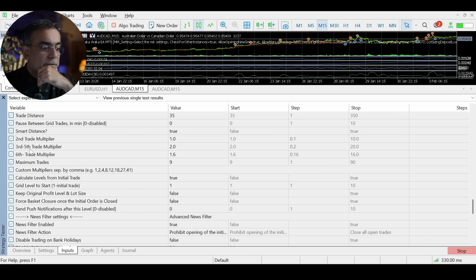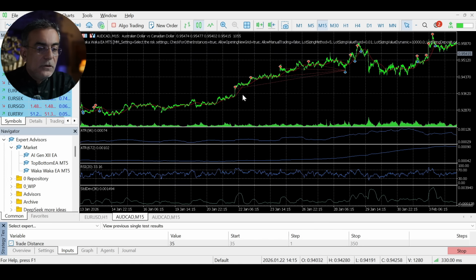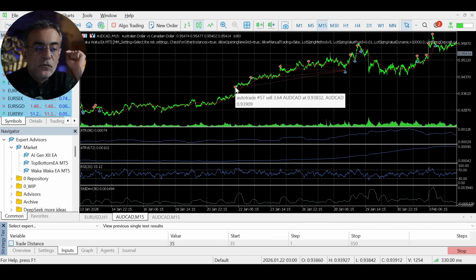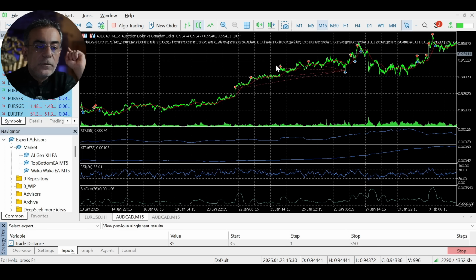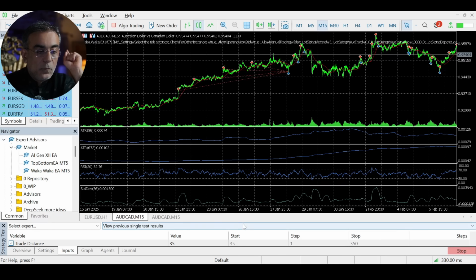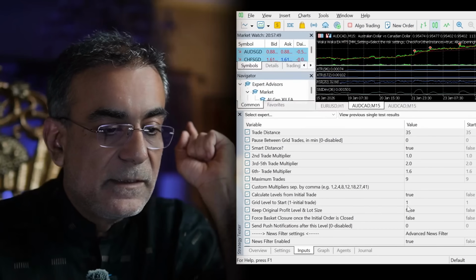the third to the fifth trade multiplier, and the sixth multiplier, which is 1, 2, and 1.6. If you look at the grid, let's say it's 3.64 for the first trade, the base trade. Then for level 1, it is still 3.64. But for level 2, it's going to be multiplied by 2. So it's from 3.64 to 7.28. Then for the third level, it is going to be multiplied again by 2. And then if there are more positions, this is how the entire multiplier will continue.